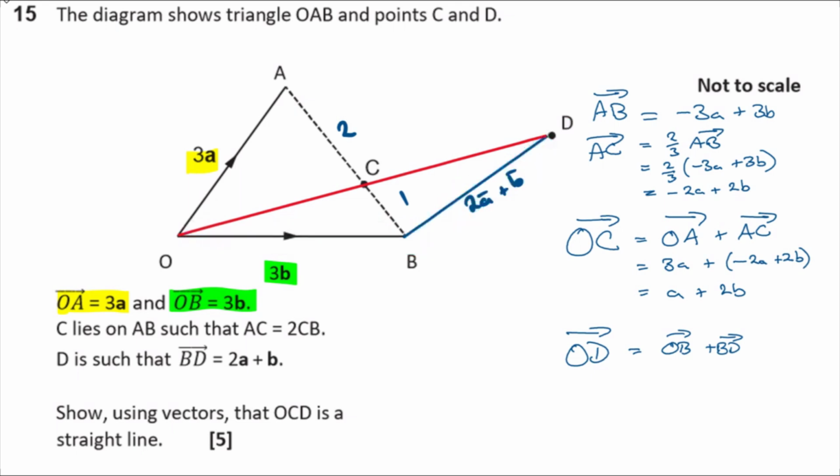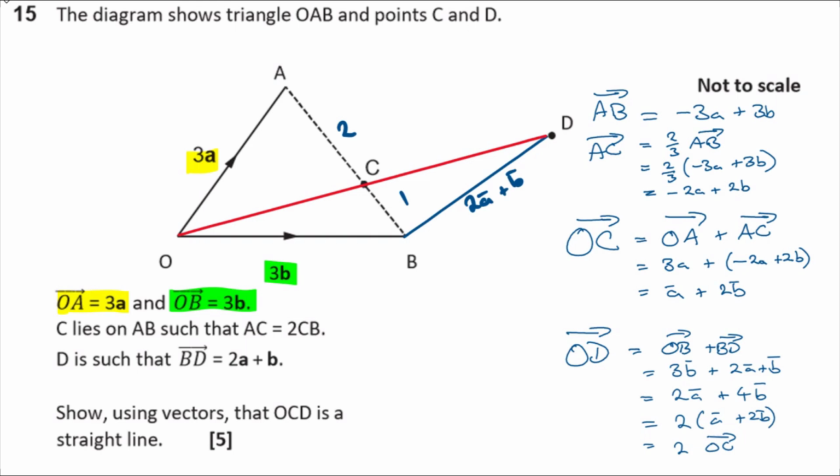So that is equal to 3B plus 2A plus B. So that comes out to be 2A plus 4B, which is 2 lots of A plus 2B, which is 2 lots of my O to C here then, isn't it? It's 2 lots of O to C. Okay, and now I've shown that O to D is 2 lots of O to C.